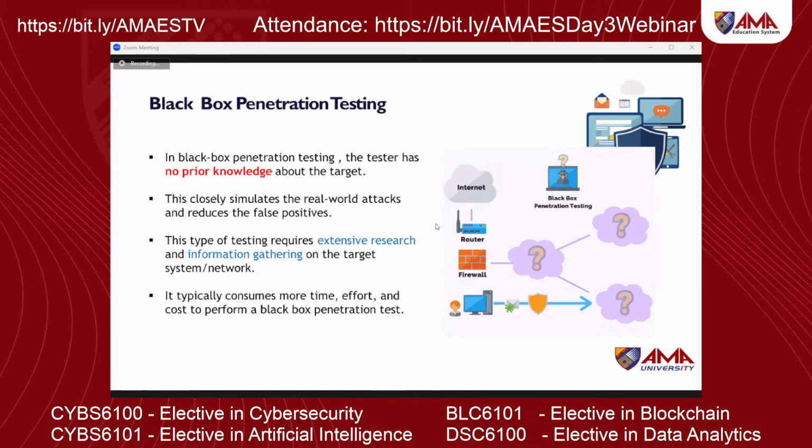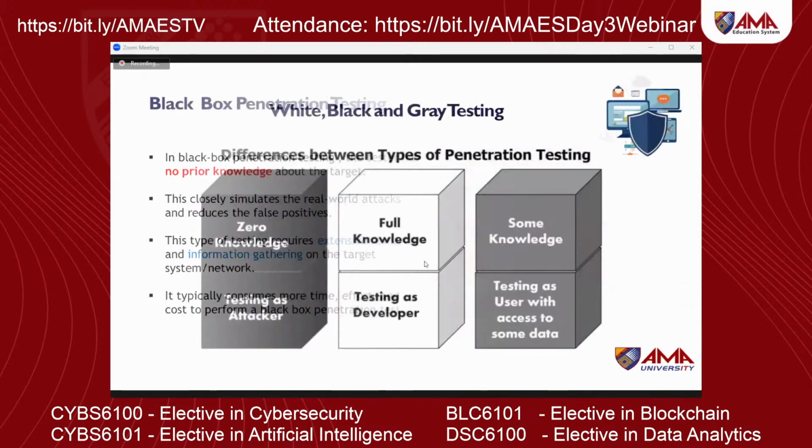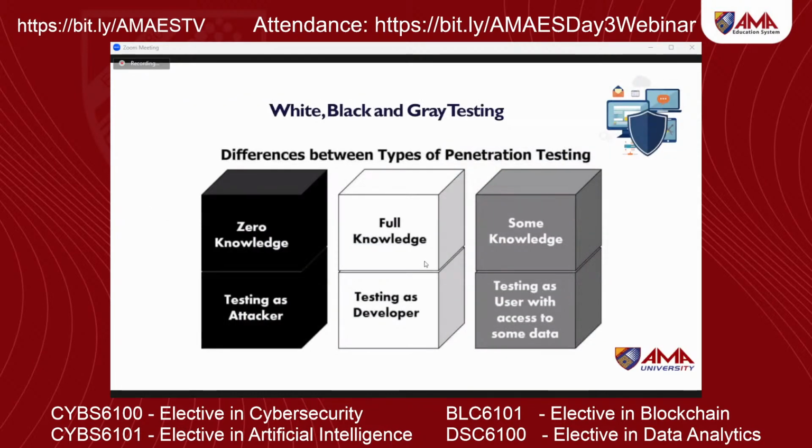Usually talagang inaabot ito ng linggo for the black box penetration testing, kasi talagang wala idea yung tester on the different infrastructure dun sa loob. Okay? Now, let's differentiate the three, the differences between the types of penetration testing.